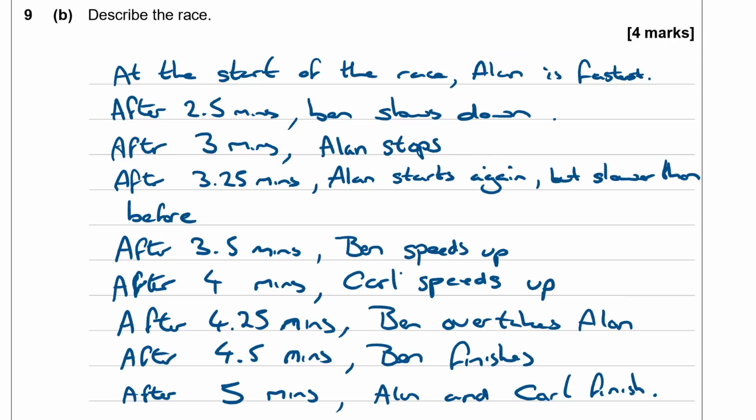So writing all that down in the question paper, at the start of the race Alan is fastest. After 2.5 minutes Ben slows down. After 3 minutes Alan stops. After 3.25 minutes Alan starts again but slower than before. After 3.5 minutes Ben speeds up. After 4 minutes Carl speeds up. After 4.25 minutes Ben overtakes Alan. After 4.5 minutes Ben finishes, and after 5 minutes Alan and Carl finish. So you can see I've written all those down just in chronological order, making a note of any changes along the way.